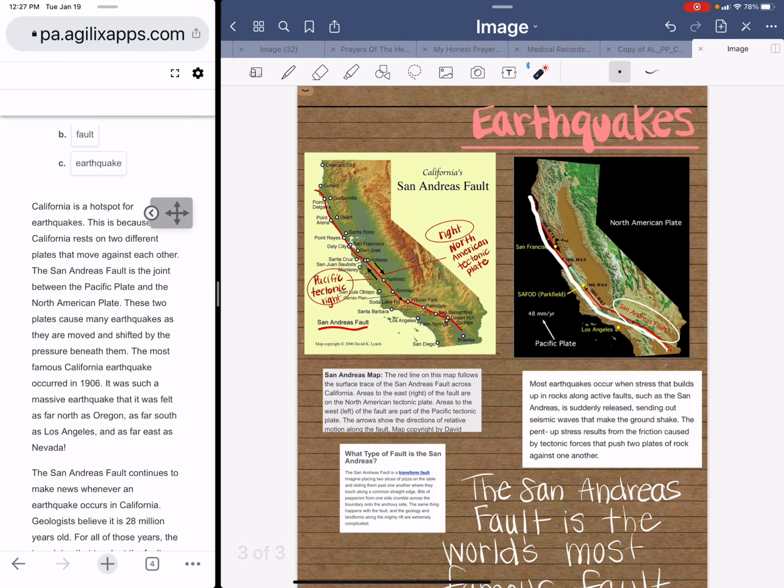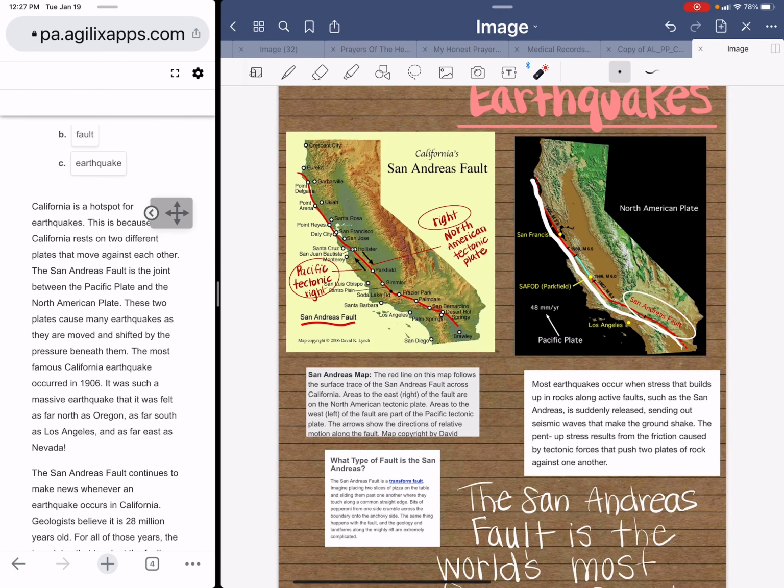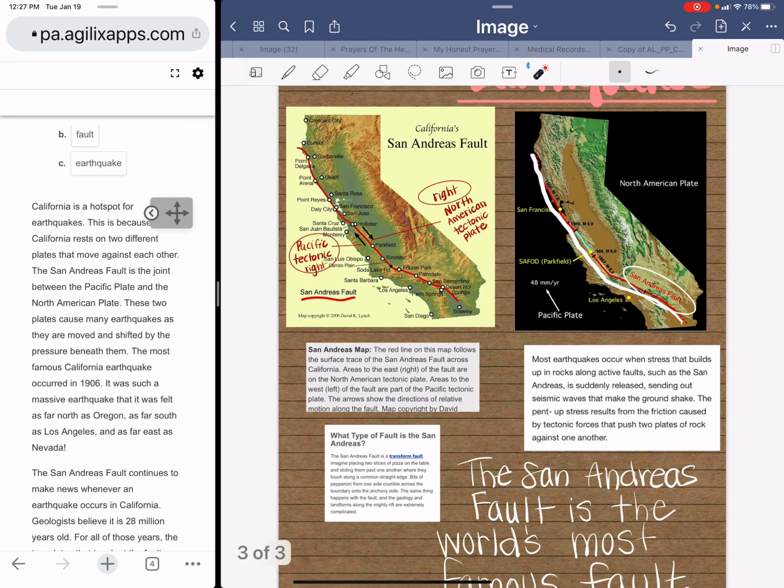Earthquakes. This is California. California is way out west. It's where the movie stars live, or some of them live anyway. This is just a map of the state of California. It's a hot spot for earthquakes. It's because California rests on two different plates. The plates are moving against each other, and this is the San Andreas Fault, and it is the world's most popular fault.